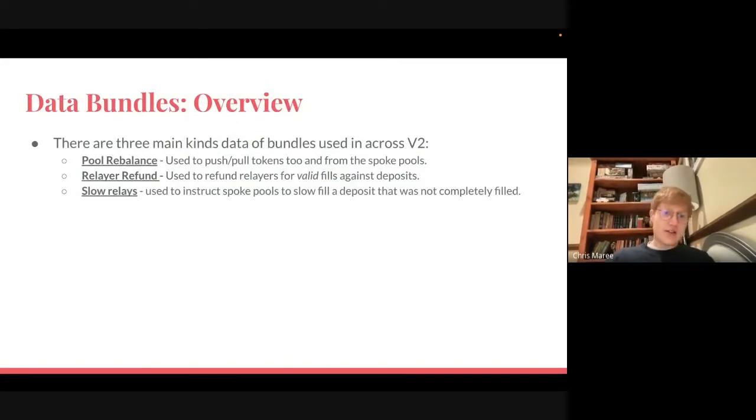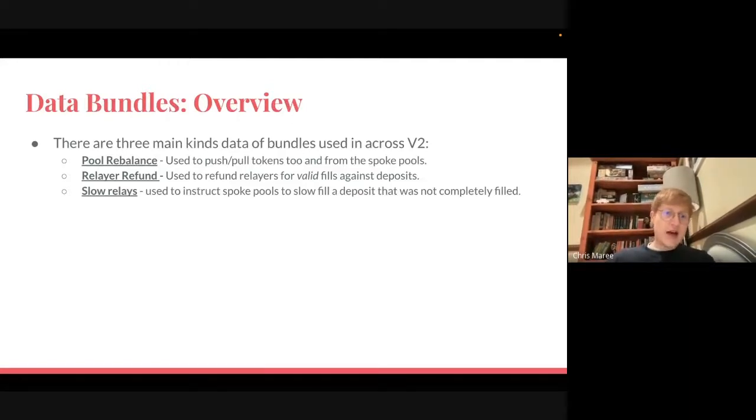There are three different kinds of bundles that we use. There's a pull rebalance bundle, which is used to push funds to and pull funds back from the spoke pools, right? If we remember the contract architecture we had before, the hub is instructing the spoke pools to send money to them or to pull money back from them. That's what a pull rebalance route is. When I talk about the pull rebalance, we construct a Merkle tree where the leaves are the instructions that do these specific actions, right?